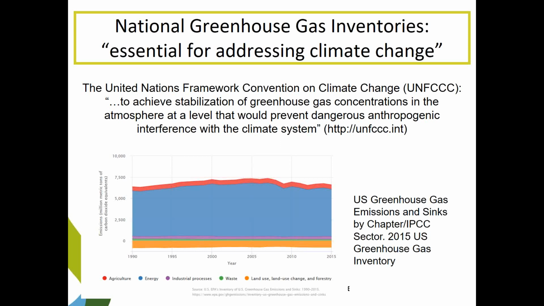The biosphere, the land use, land cover change aspect of the inventory, is actually a net sink to the tune of around 780 million tons each year. So it is a very important contribution to the net fluxes for the US.